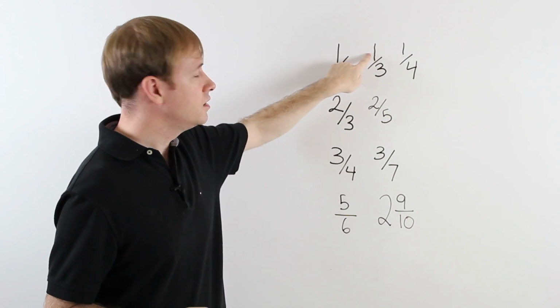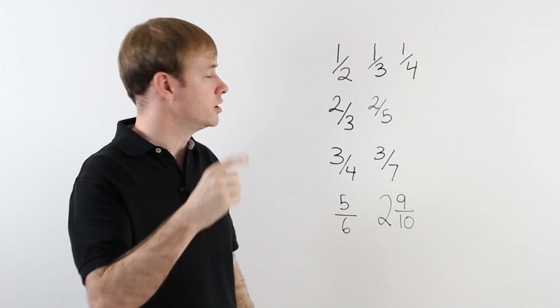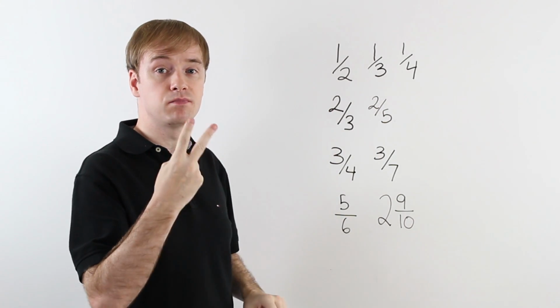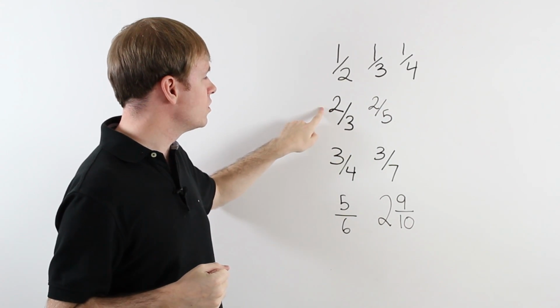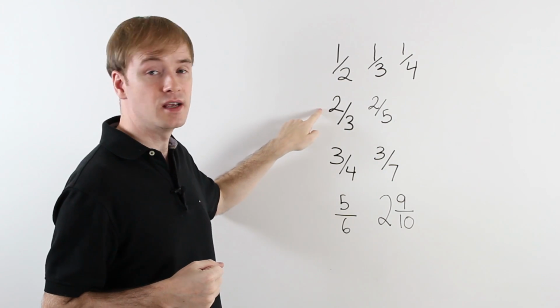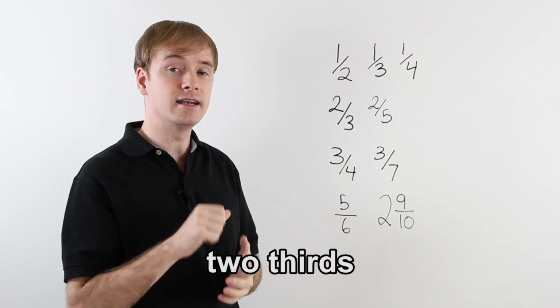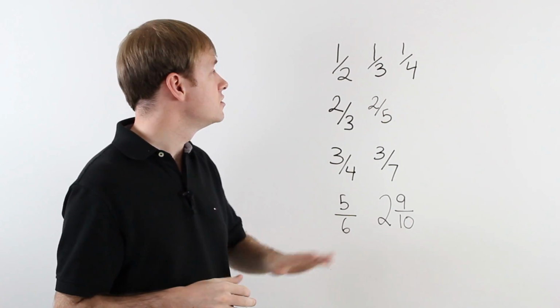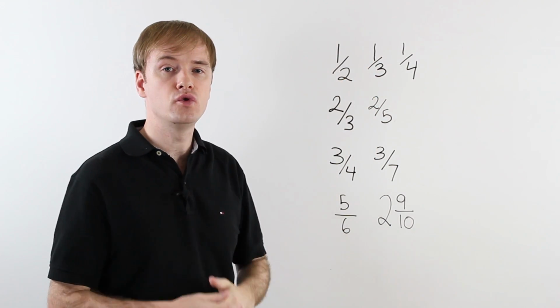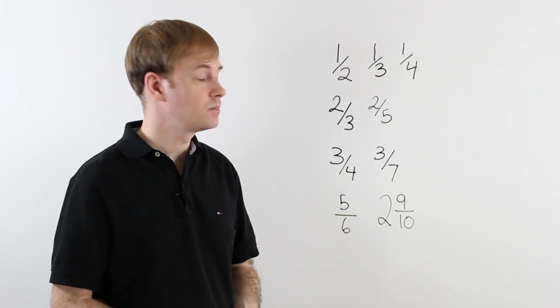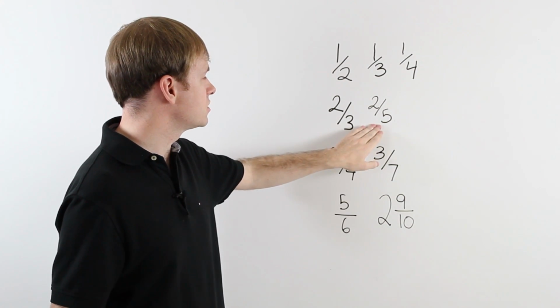Well, 1 is single, it's only 1, but 2 is plural. So we don't say 2/3 the same way. We have to say 2/3. We have to add an S at the end. So 1/3, 2/3. All right, and let's go on to the next one.